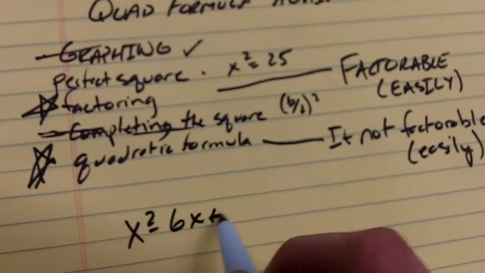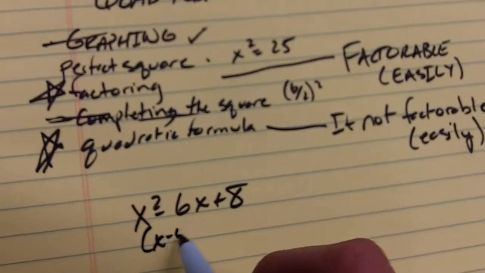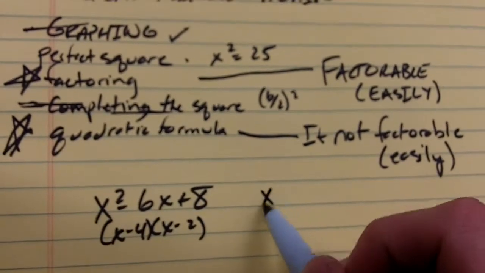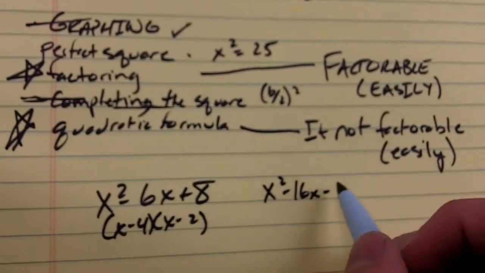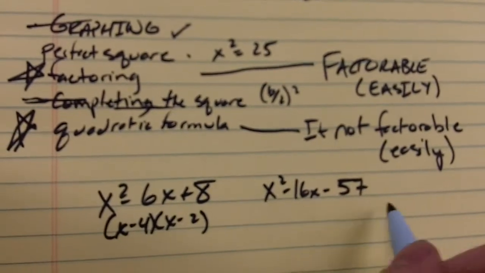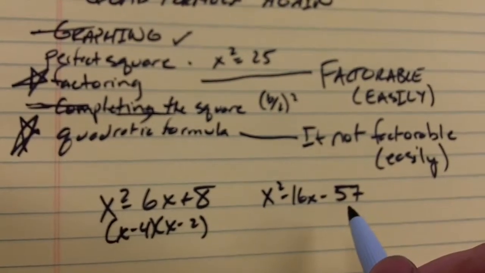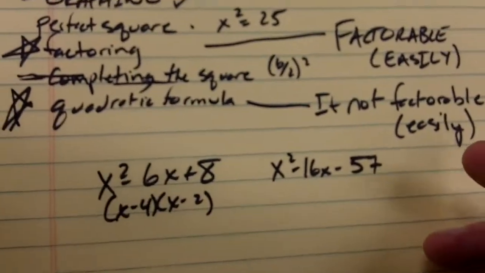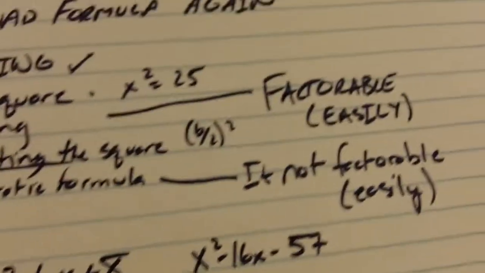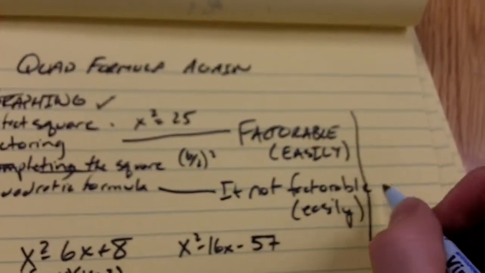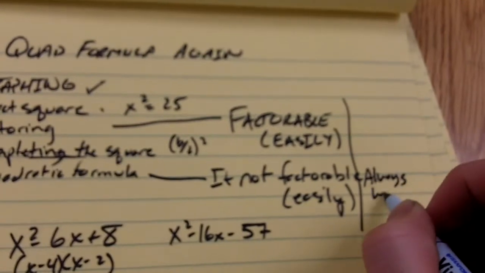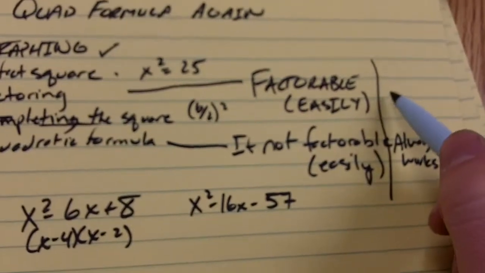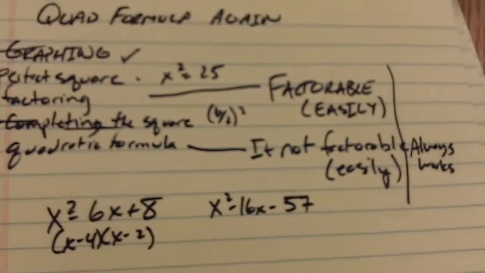This quadratic, we can factor easily, x minus 4, x minus 2. Why waste time using the quadratic formula? This quadratic, x squared minus 16x minus 57, maybe that doesn't factor quite as easily. Maybe you sit there and you go, oh man, I can't think of it. So you use quadratic formula instead, and that's probably okay. That'll work on that one. The cool thing about the quadratic formula, it always works, doesn't matter what it is. Factoring doesn't always work unless it's factorable. But when it does, factoring is way better.